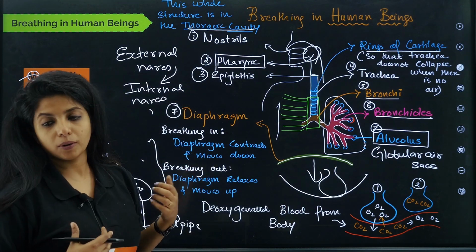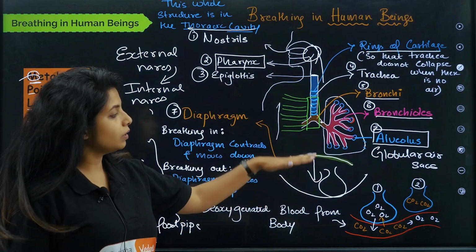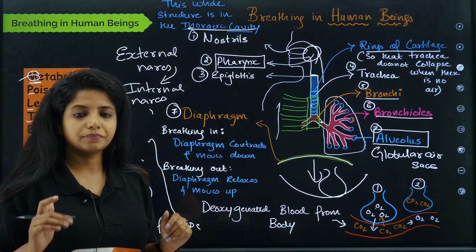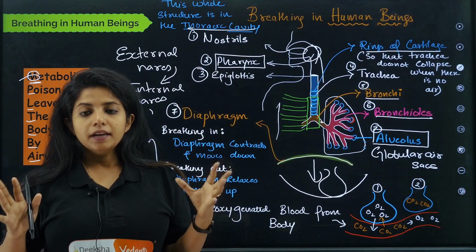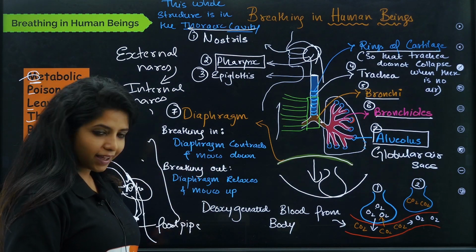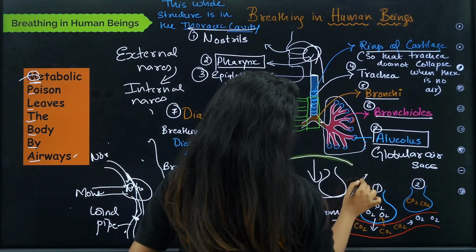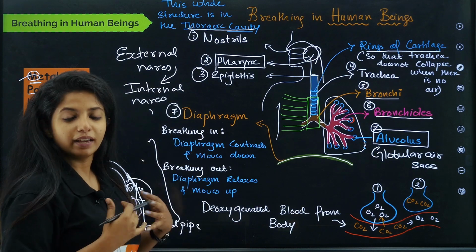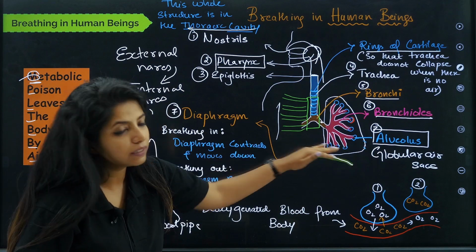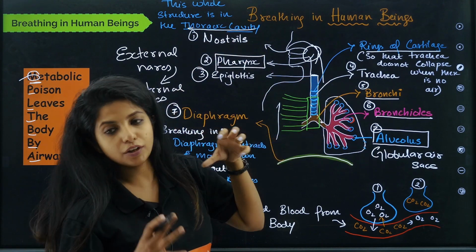Now, when I breathe out, it relaxes and moves up. Or you can remember it this way: when I am breathing out, I am relaxed like this, so a curved shape is formed over here. I don't want to confuse you. When I am breathing out, I am going like this. You see my back, it's curved. So here also a curved shape is formed. I have breathed out, and you see the thoracic cavity is now small.